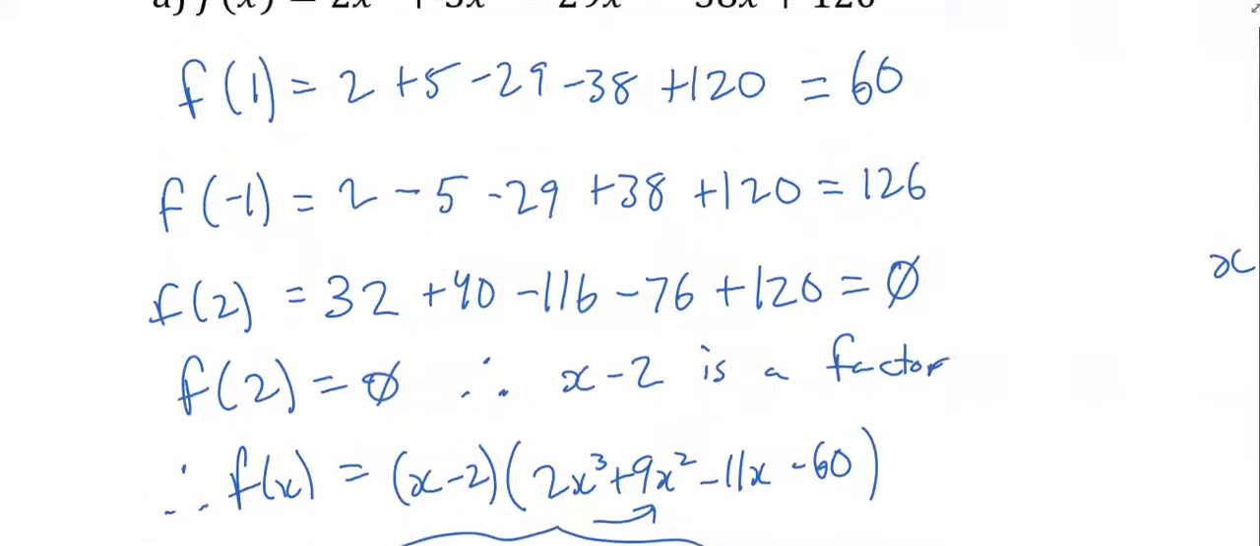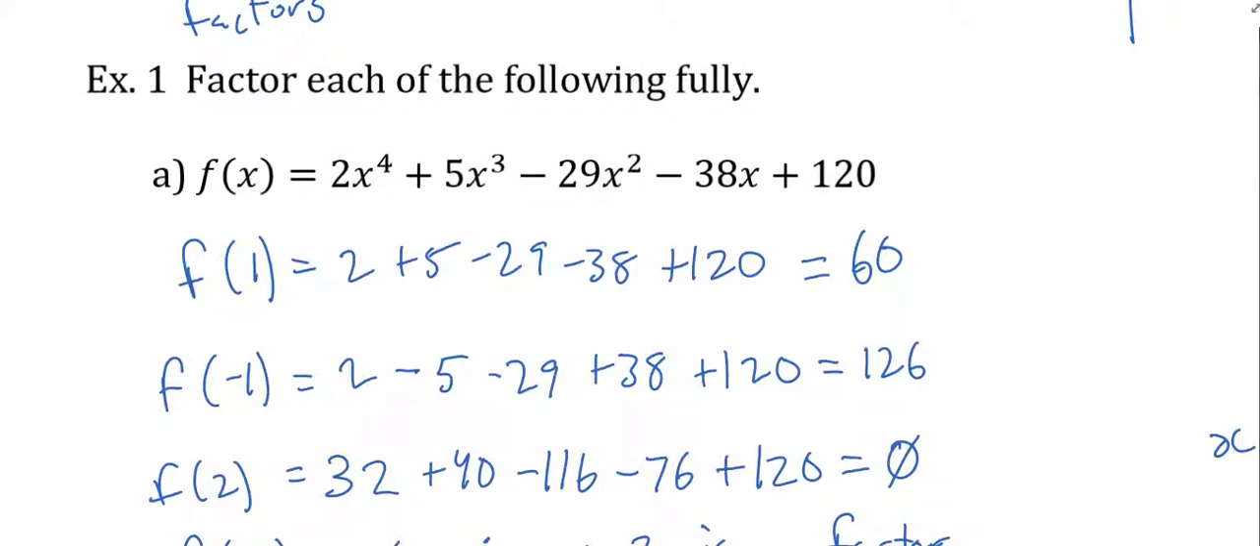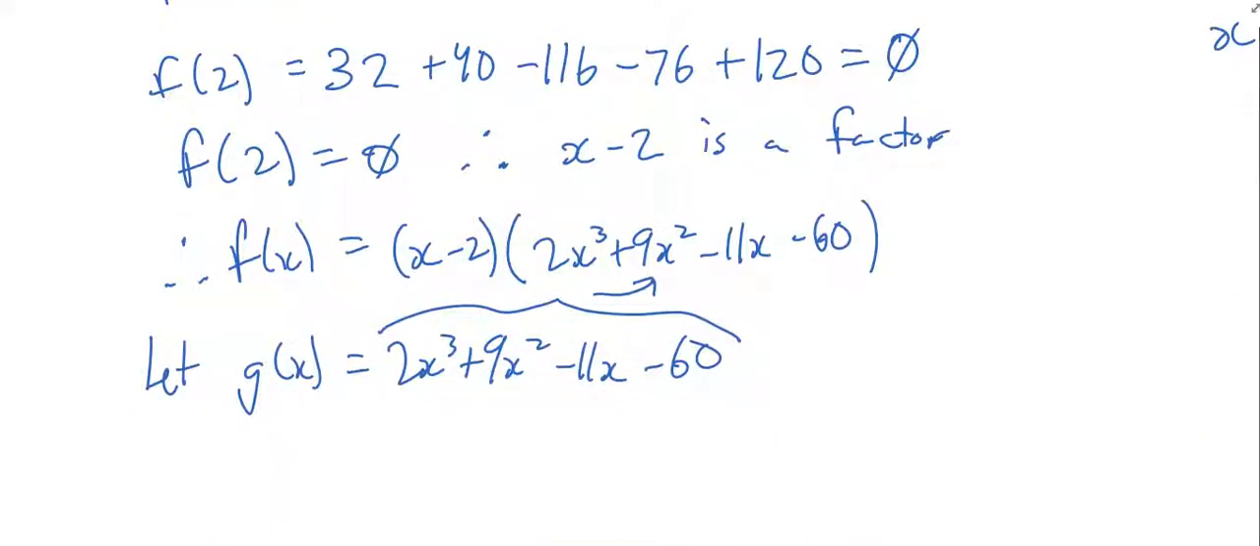Like, what were our instructions? Factor. Factor each of the following fully. We only pulled one part out of it. What about what's left? Right? We got to keep going. And so we start the whole process all over again, looking for another factor.